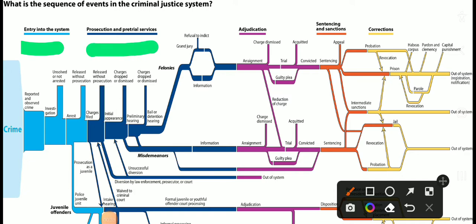Number 2: prosecution and pre-trial services. What is prosecution? The party by whom criminal proceedings are instituted or conducted, like the police. Police is the prosecuting agency.